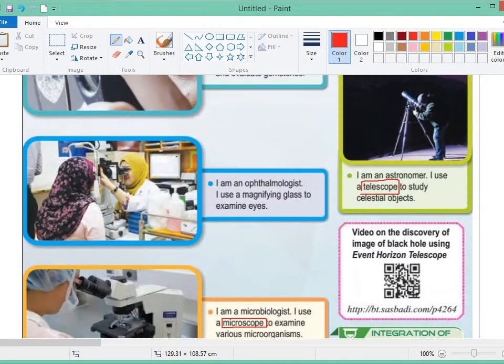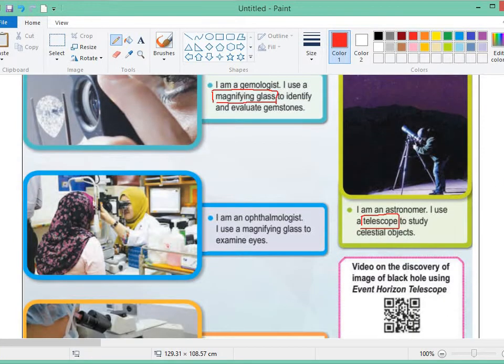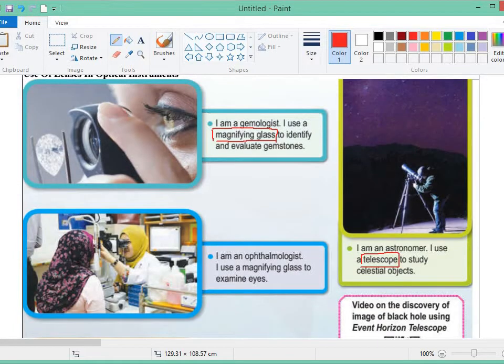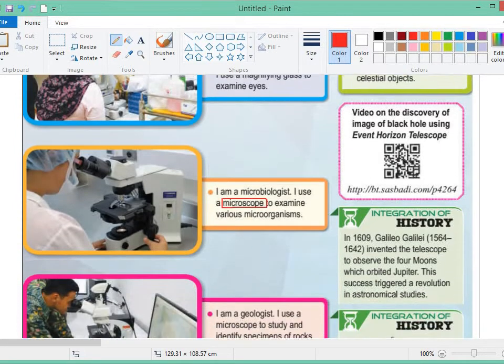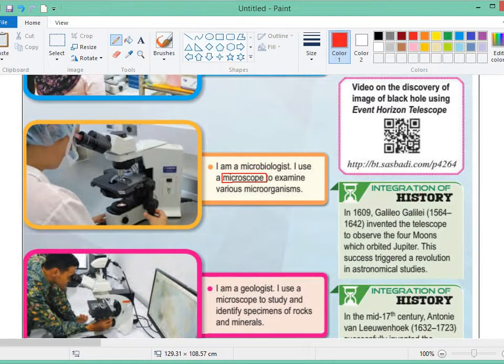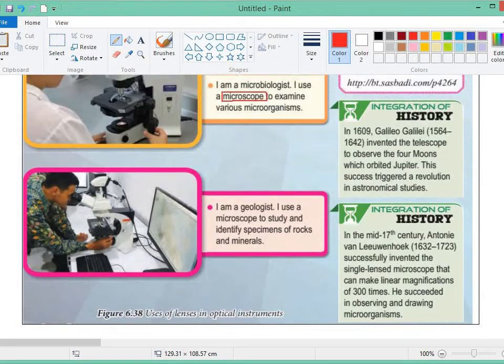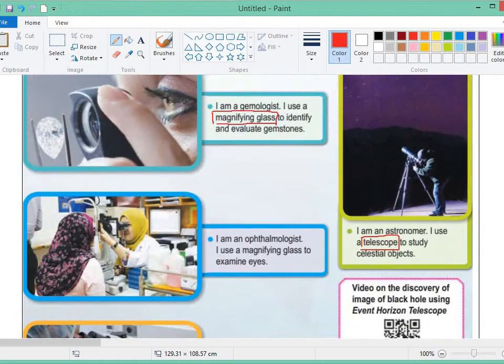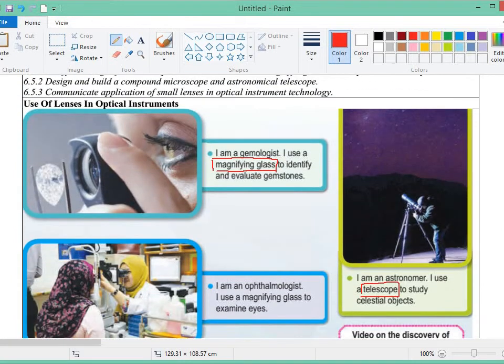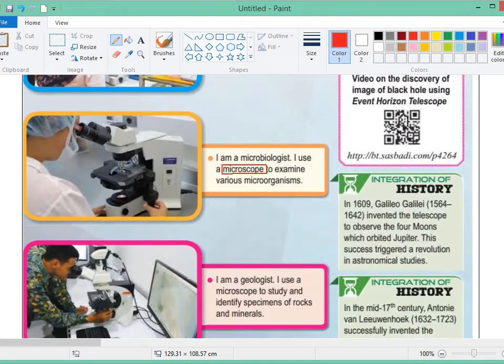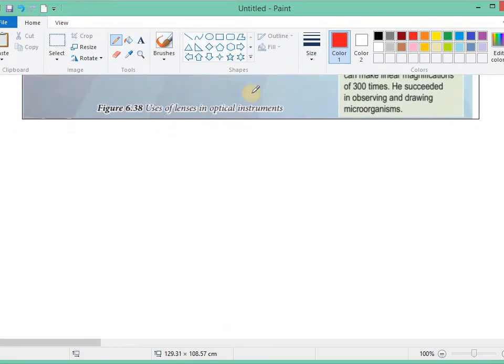So generally, what we are going to learn here is how we can use the lens as a magnifying glass, as a telescope, and also as a microscope. So that is the three main applications: using lens as a magnifying glass, as a telescope, and as a microscope. So first we want to look at it as a magnifying glass.